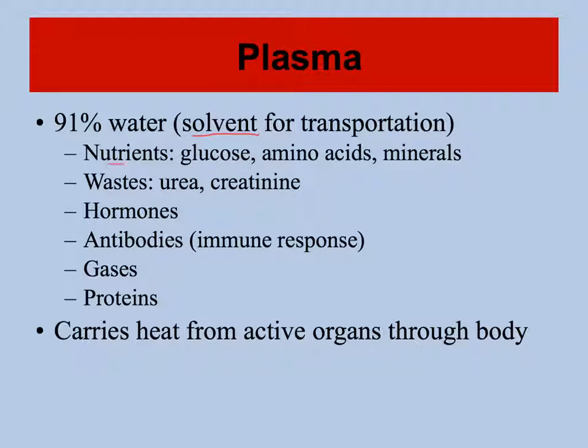These involve nutrients such as glucose or amino acids, various minerals, waste products like urea and creatinine that are on their way to the kidneys to be sent out of the body in urine, and hormones that are made and secreted from particular glands but have a destination in some other organ and have to get there by traveling in the blood. There are also antibodies that are ready to attack any invading pathogens as part of our immune response, the gases that we need, oxygen coming in and carbon dioxide going out, and various particular proteins that are unique to plasma.